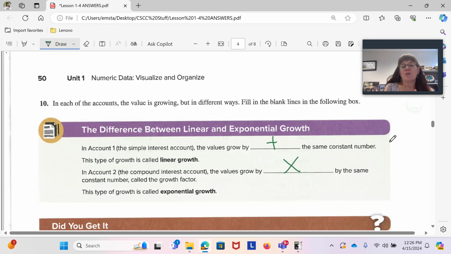The names also are indicative of what you're going to be looking at. Linear does mean a line. Exponential would actually be a curve. Most things in the real world are compound interest. It's definitely the way you want to invest money because you earn interest on your interest, which is very valuable.